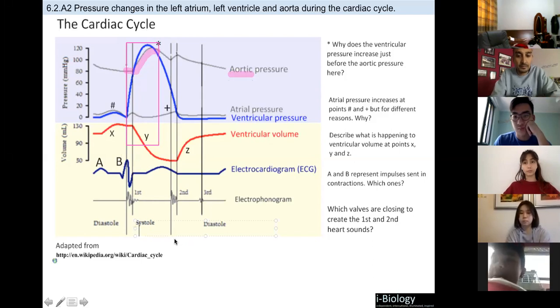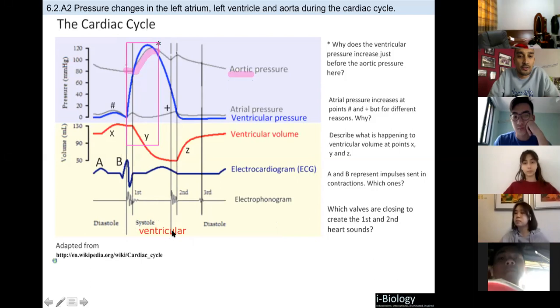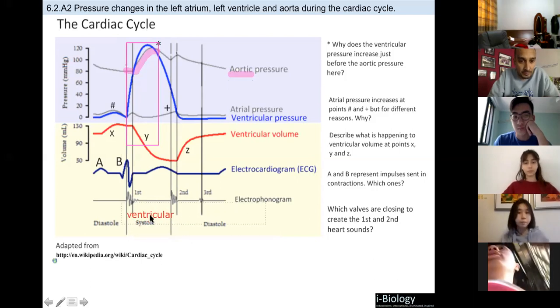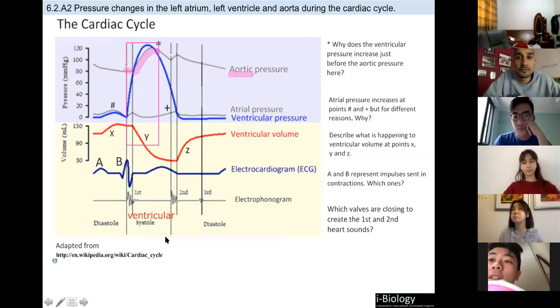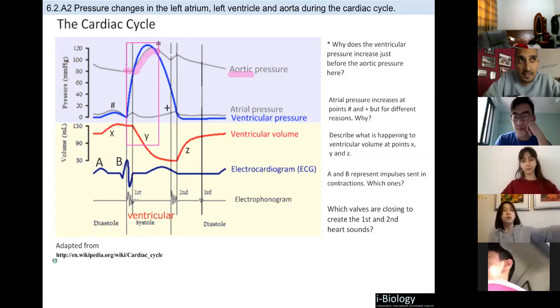Because blood is being pumped through. From where to where? From the ventricle to the aorta. Perfect. So if you're pumping stuff into this blood vessel, obviously that pressure is going to rise.